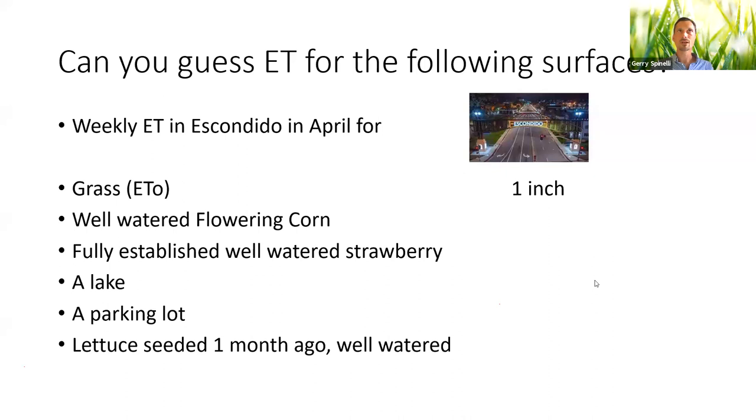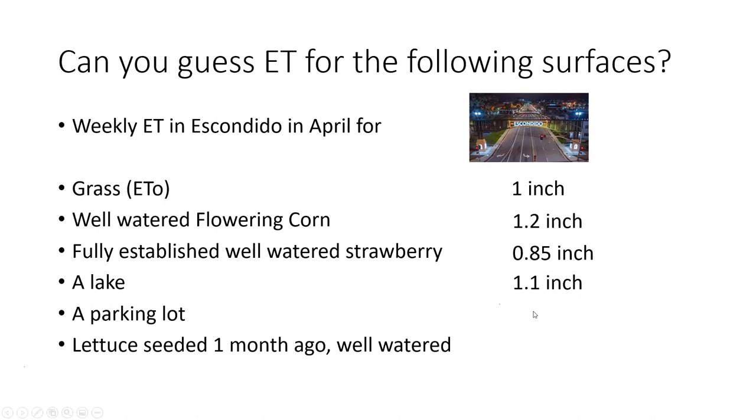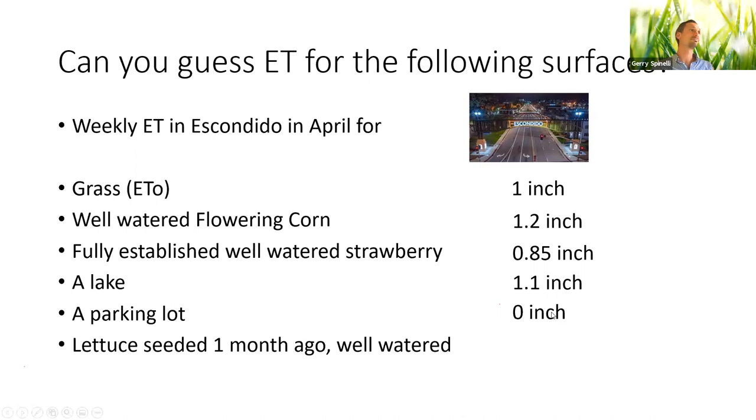Okay, now that everybody's biting their fingernails, the answers are 1.2 for corn. James got it right. Strawberries less, 0.85. The lake is only 10% more than grass. I don't know how that is possible. It's not my fault. A parking lot is zero, right? Because it's dry. It's concrete, or asphalt. It doesn't contain any water. Unless somebody wets it daily, it cannot evaporate. It has zero. And lettuce, just because the plants are so small, it's just a fifth of grass.